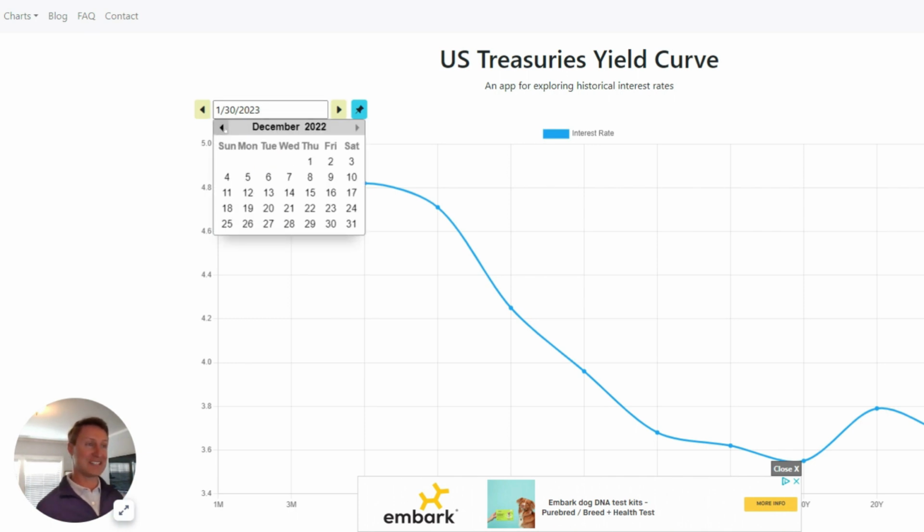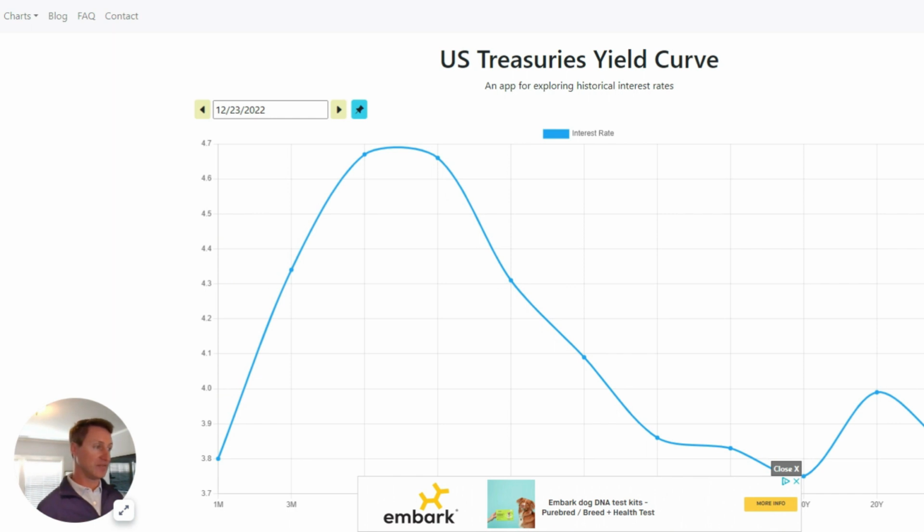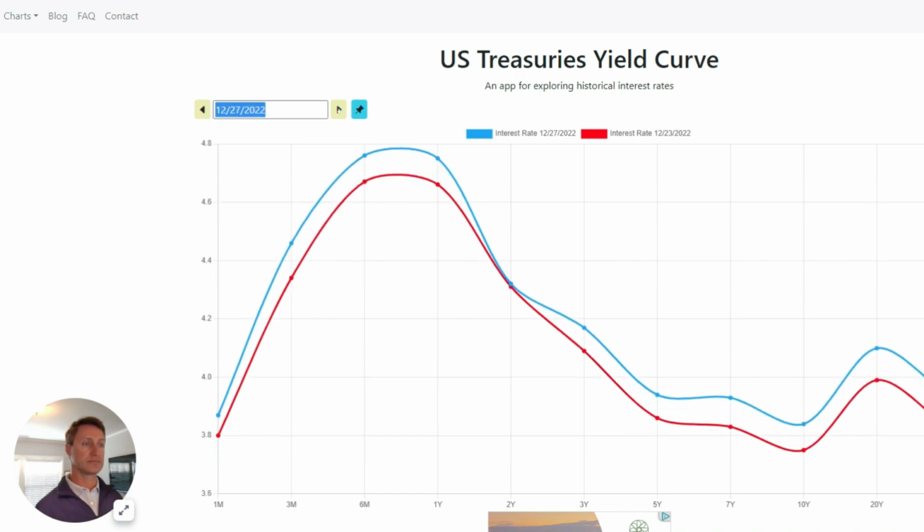All right. So last we spoke, I believe it was the 23rd of December. This was the yield curve at that point in time. So let's go ahead and put a pin in it. And let's just see what happens as we click through every maybe 3 or 4 days. All right. We have a slight increase in the short term of the curve and maybe just slight in the longer term as well.